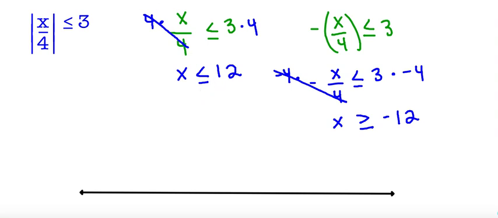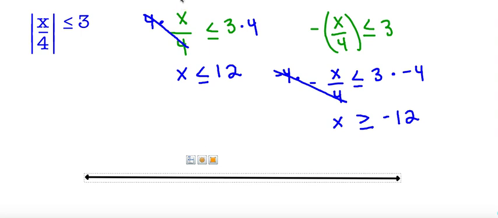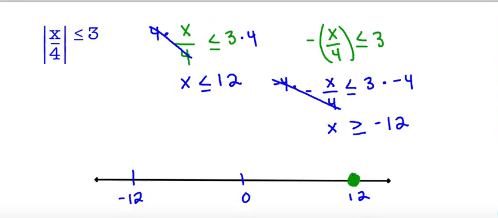So let's plot this first on the number line to see what it looks like. I'm going to draw -12 on one end here, a 0 somewhere in the middle, and then 12 over here. And we know that x is less than or equal to 12. So I'm going to draw my open circle. Oh, sorry, closed circle because 12 is included. And since it's less than, I'm going to shade to the left.